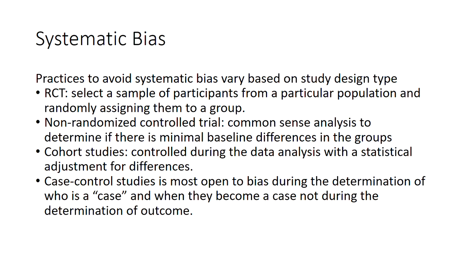In a non-randomized controlled trial, there's not really a lot of statistical methods to determine if there's bias. So you do a common sense analysis to determine if there are minimal baseline differences in the groups once they're divided. In cohort studies, you control for systematic bias during the data analysis with some statistical adjustment for differences. This is like when a research article says, after correcting for smoking history and diabetes, we found this. That's how they control for those sorts of biases.